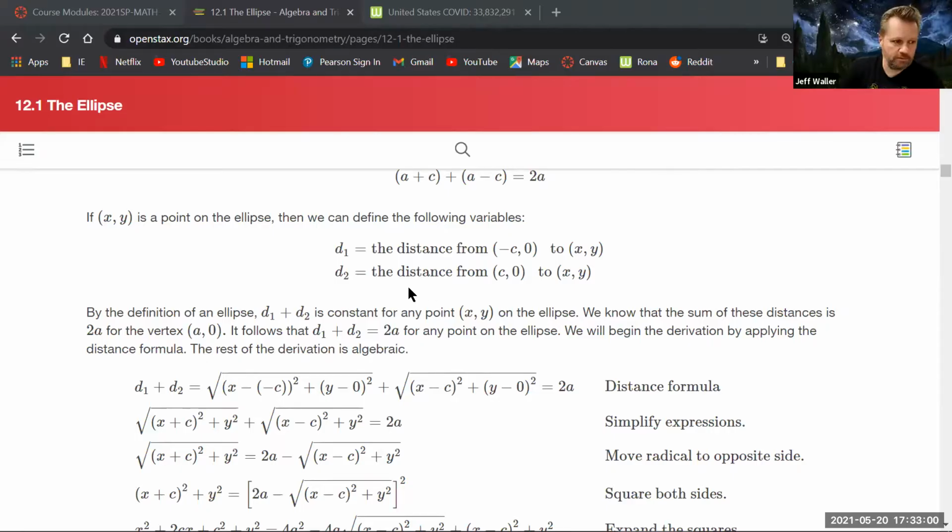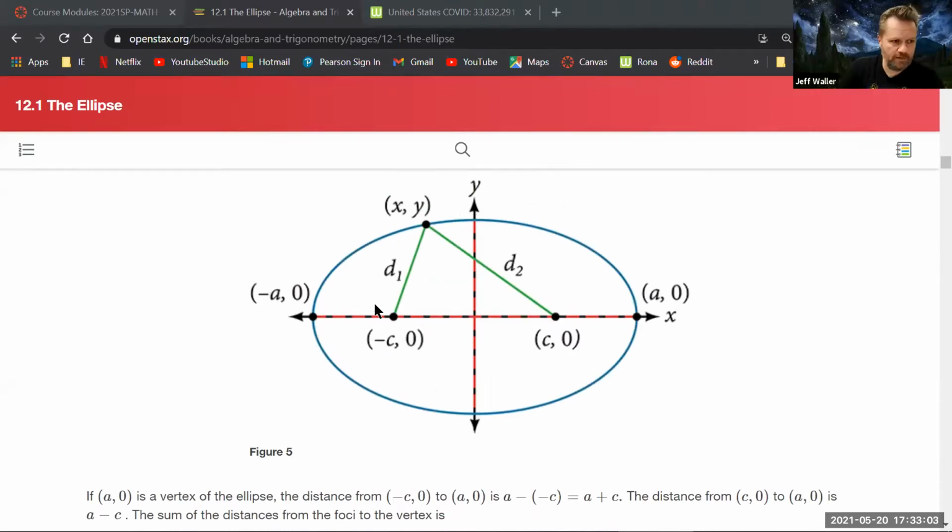The first thing I want to show you, I really don't feel like writing all this down, so I'm going to show it to you in the book. Remember how I told you that an ellipse is kind of like putting a string down between two nails, and then you put a pencil here and you go around as far as the string will let you and you make an ellipse. So basically D1, this distance, plus this distance has to be a constant. You guys with me? All right.